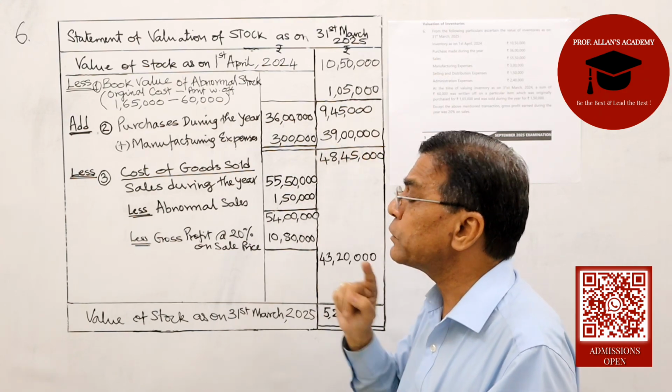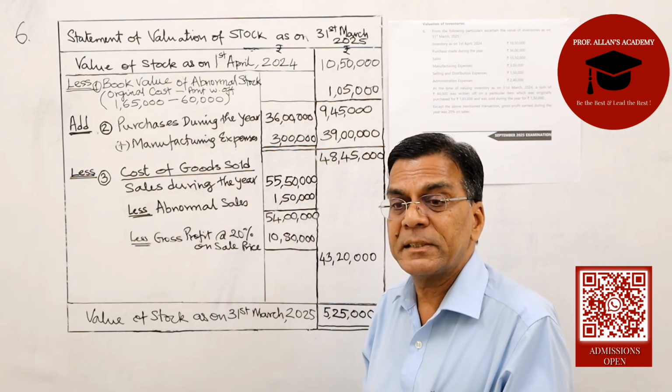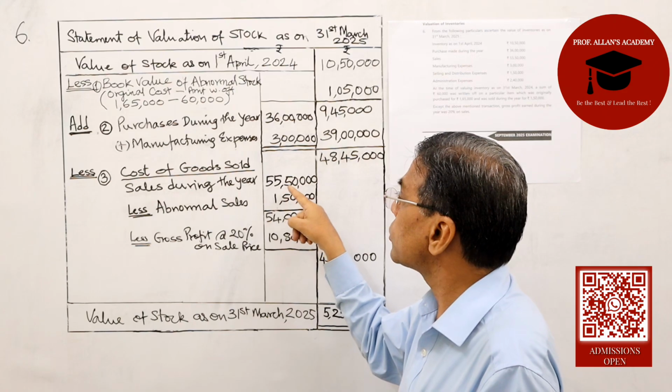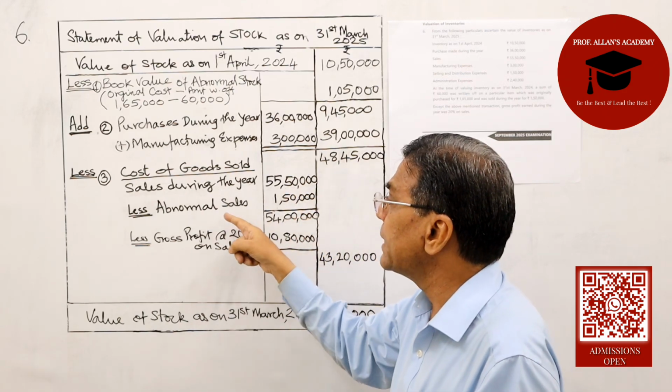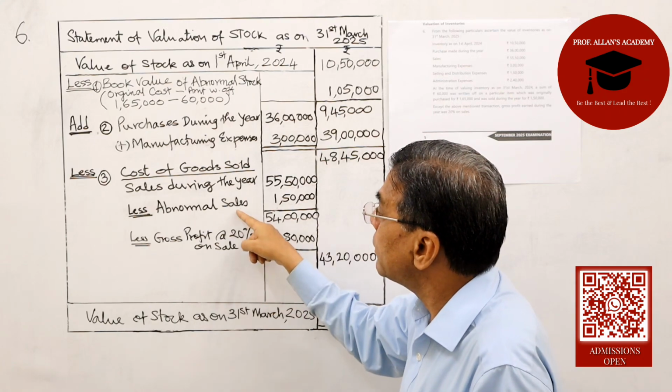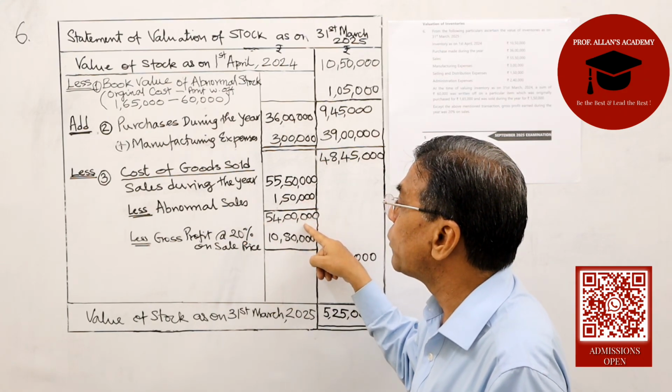Next, I have sold goods. As I said, sales in the present situation will be reduced. The sales is 55,50,000, but as I mentioned, I reduced the abnormal sales. So my net sales comes to 54 lakhs.